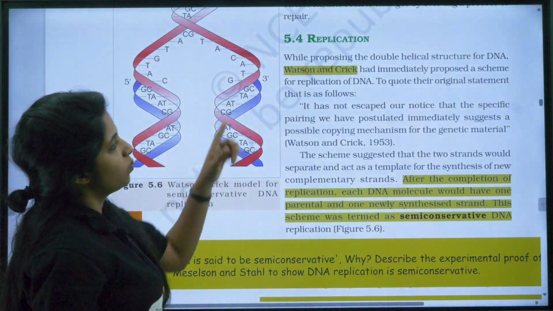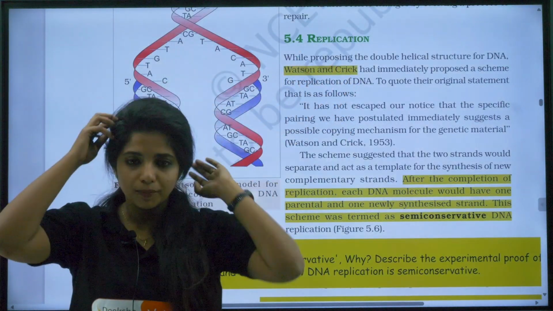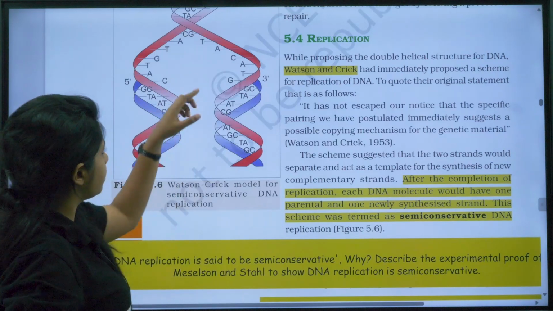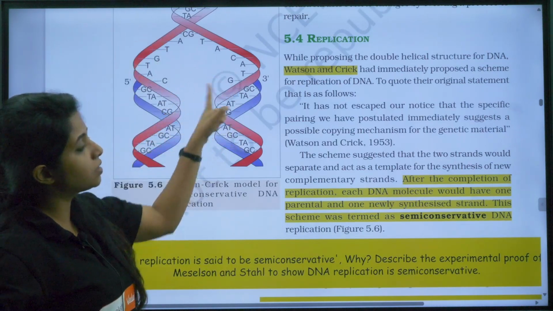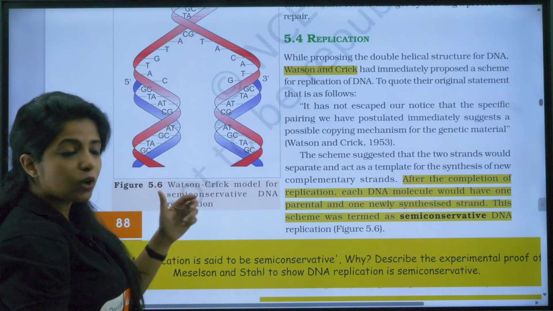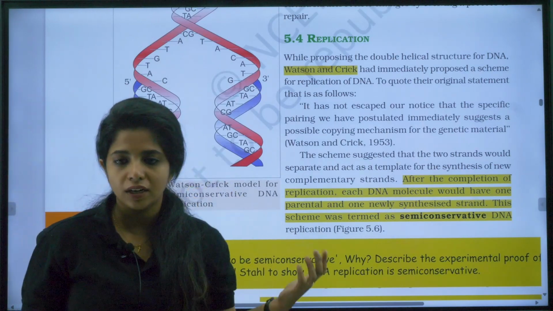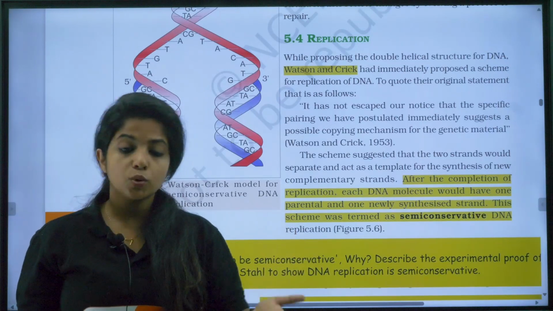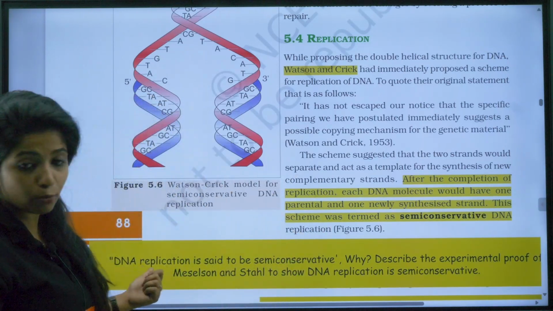Now replication, Watson and Crick, the same guys, double helix model. So they said that when DNA replication is happening, one strand is the parental strand, another strand is the new strand. So am I not conserving one strand? Yes. So I call this method the semi-conservative mode of DNA replication. But these guys said it, and someone had to prove it. So I'll tell you about that guy, but let's see the question first.